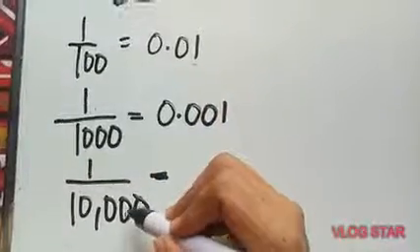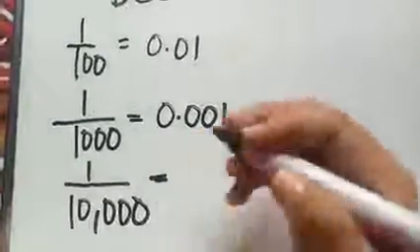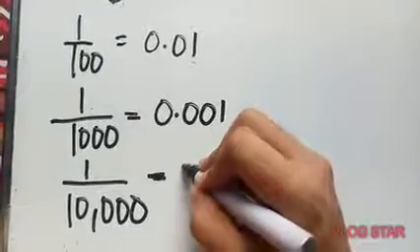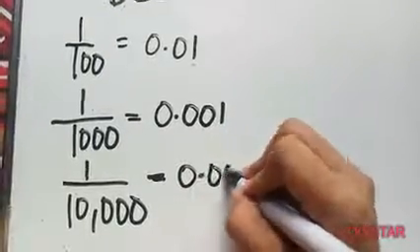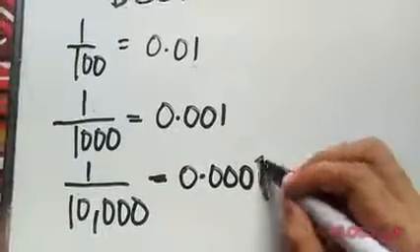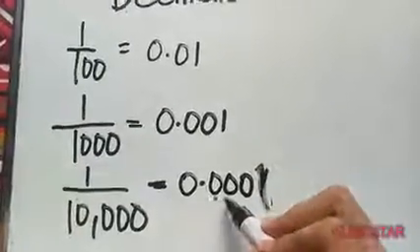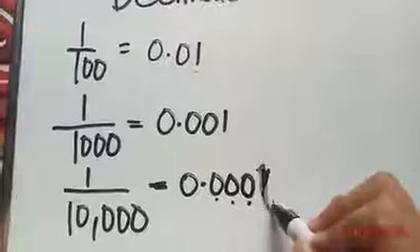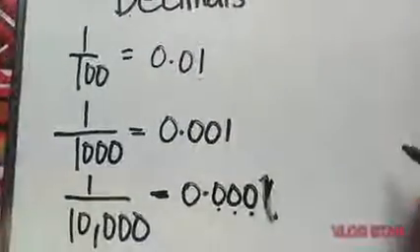Next is 1/10,000. So we can write this as 0.0001. This is tenths, hundredths, thousandths, ten thousandths.